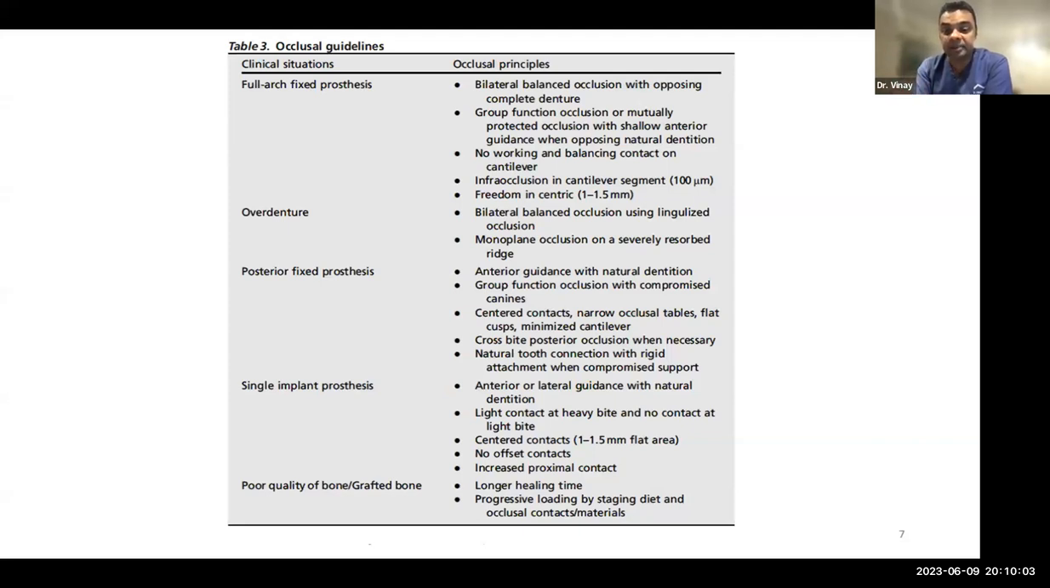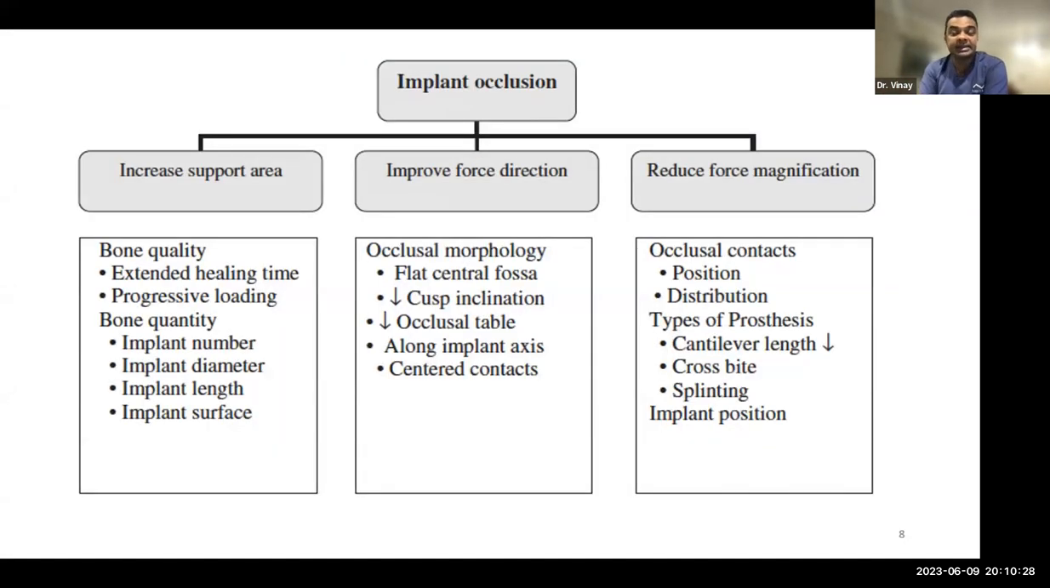And we try at times a progressive loading by staging the diet and occlusal contacts. And that's something, again, these are clinical recommendations from expert clinicians, not necessarily that they have gone through the evidence-based protocol of dividing patients into different groups and asking them to have a progressive diet versus groups which don't have a progressive diet. So it's more of clinical recommendations in this. This is a nice flow chart that I got from the same article.